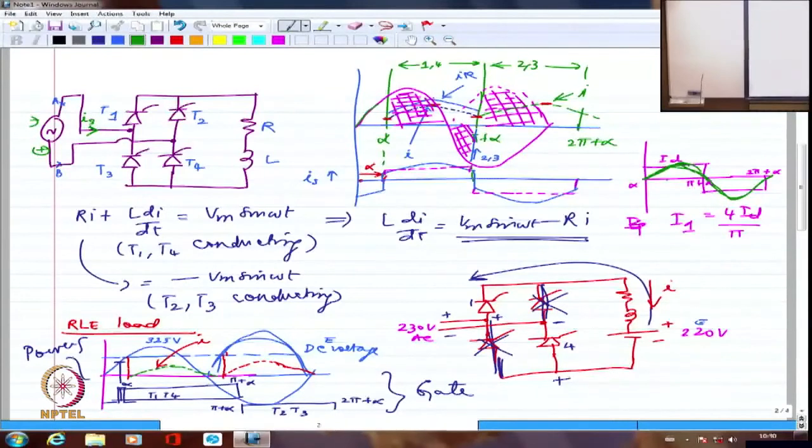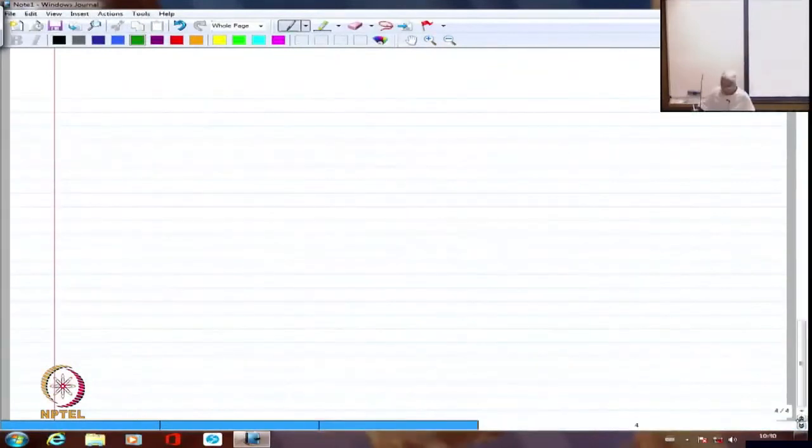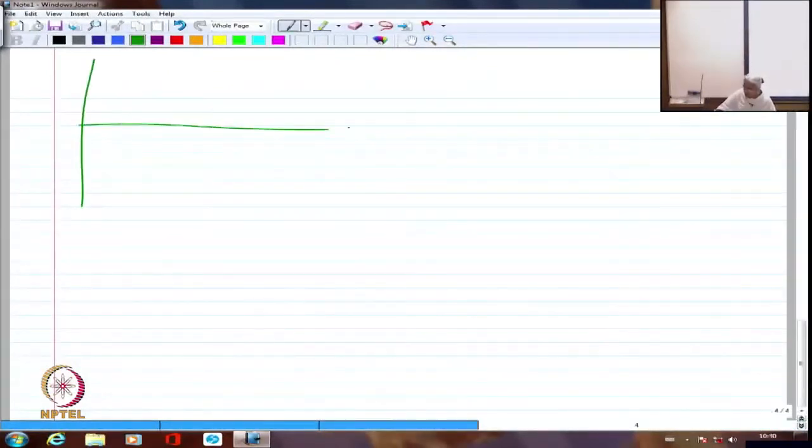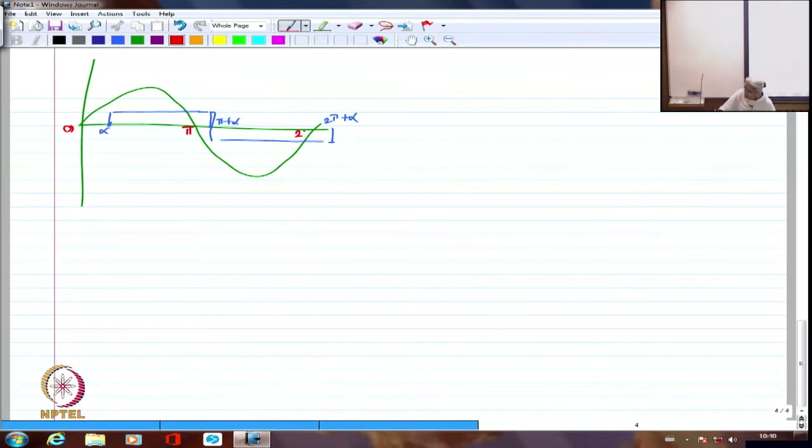Just to reiterate this again, let me draw the waveforms of the fully controlled converter's voltage. So maybe this is the voltage of the fully controlled converter. The current might start at alpha. So it may be alpha to pi plus alpha, and it may come from pi plus alpha to 2 pi plus alpha. So this is alpha, this is pi plus alpha, this is 2 pi plus alpha. And I am going to have this as 0, this as pi, and this as 2 pi.